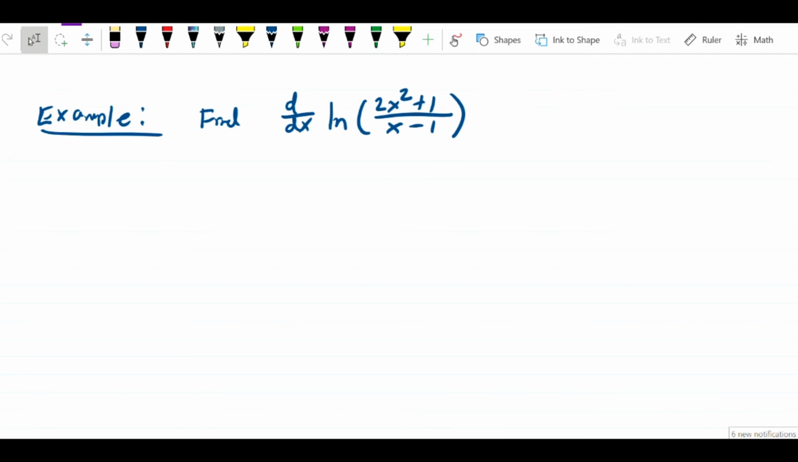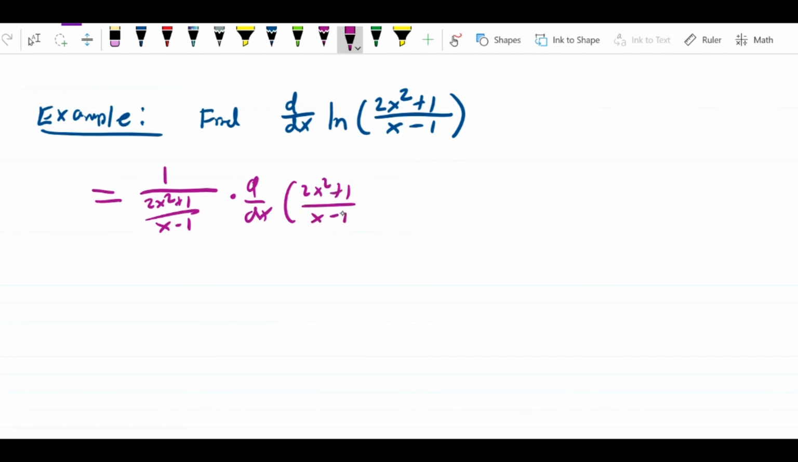Let me just show you one other type of problem involving the derivative of a natural log. So here we have: find the derivative of natural log of 2x squared plus 1 over x minus 1. It would certainly be natural to just say, isn't this equal to 1 over whatever's inside the log function, so 1 over 2x squared plus 1 over x minus 1, and then find the derivative of 2x squared plus 1 over x minus 1 by some very lengthy process involving the quotient rule for this part? The answer is yes, but there's an easier way.